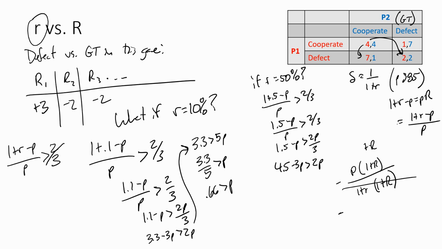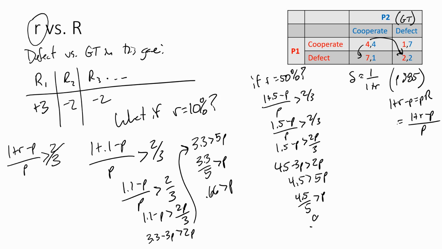Right, so I'm doing the math very quickly. Come back and check. That last step is multiplying both sides by 3. 4.5 greater than 5p. 0.9 greater than p. So as we increase the real interest rate, that makes people less patient, right? Now even if they're relatively confident the game will continue, even if they're 80% sure, it's not worth cooperating. They will defect because the real rate of return is so high.